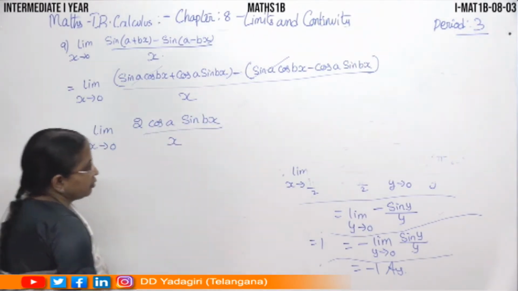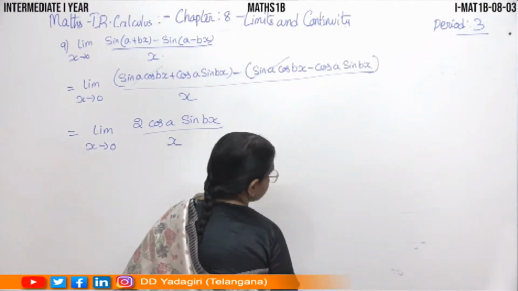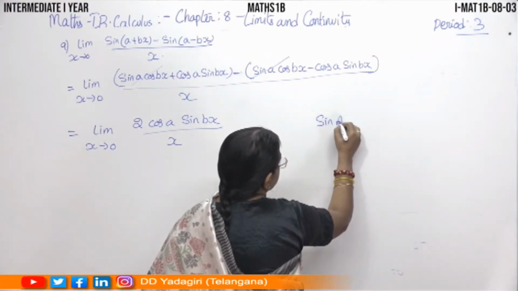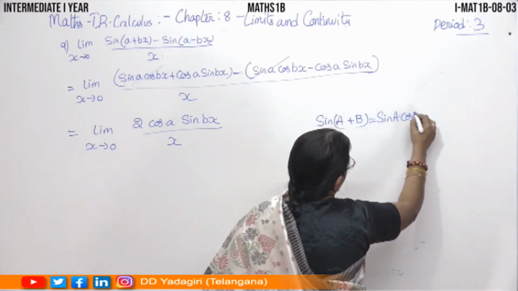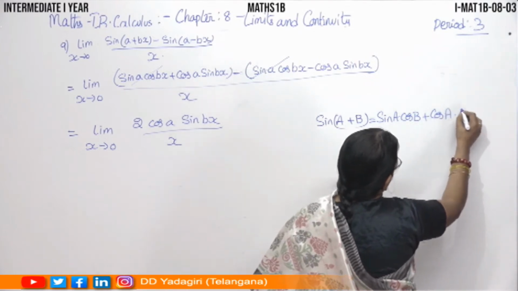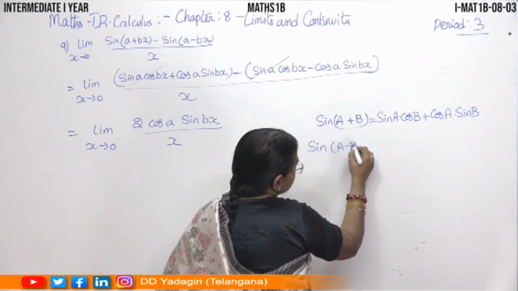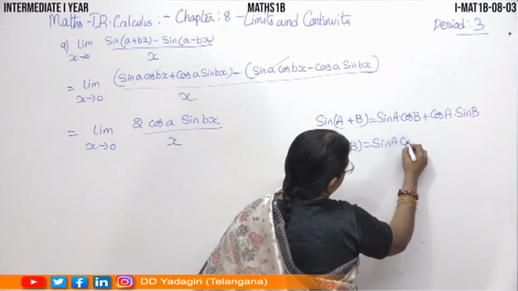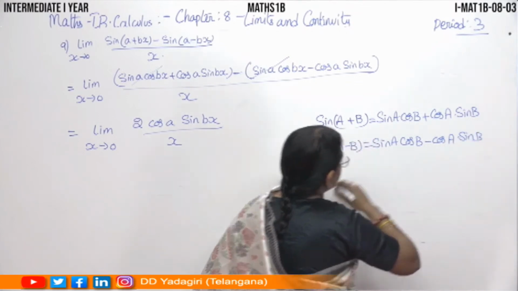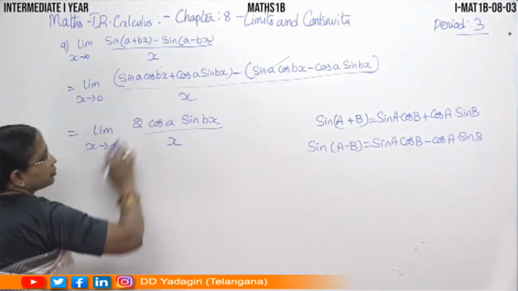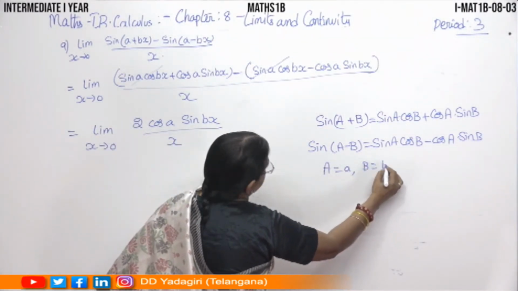So here what are you doing? You are writing the sin a plus b formula and then the sin a minus b formula. Sin a plus b is sin a cos b plus cos a sin b, and then sin of a minus b is sin a cos b minus cos a sin b. So like this we have the formula, and we are substituting that. A here is small a, and then b is bx.